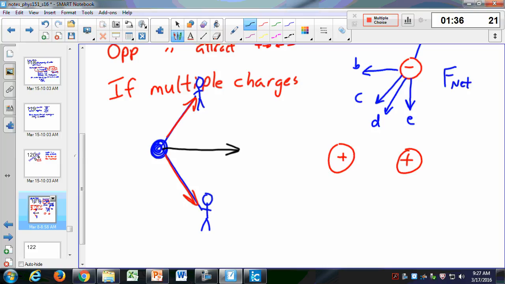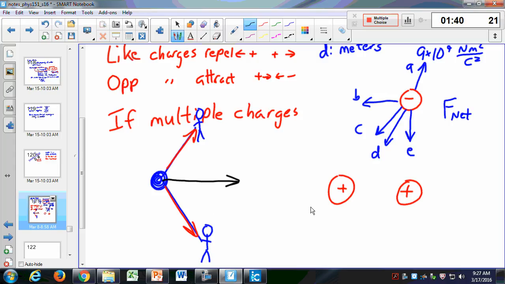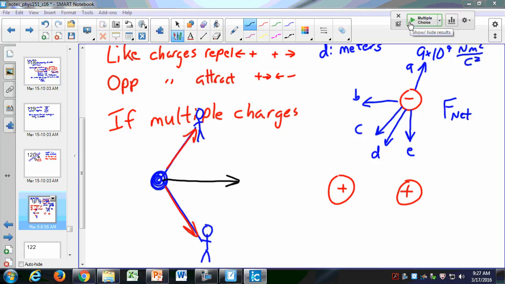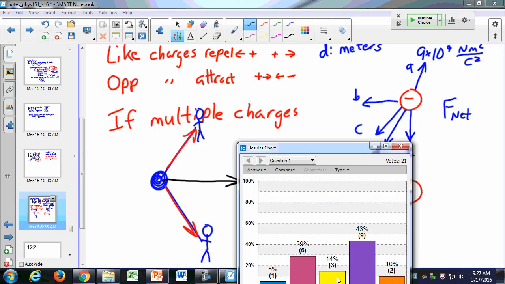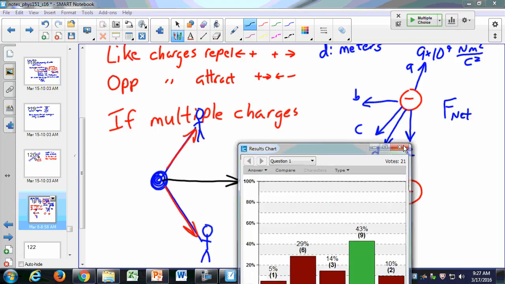All right. Oh no, y'all went the opposite direction. All right, I'll show you what you put. I'll give you the right answer. I'm going to stop this. Okay, now D is the right answer.